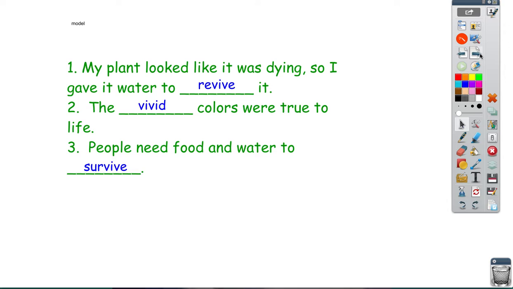After knowing these words, let's see if we can fill in the sentences. Oh, don't look at the answers. Sorry, guys. Let's try that again. Let's fill in the sentences. My plant looked like it was dying, so I gave it water to blank. That's right, to revive it, to bring it back to life, because V-I-V means life. The blank colors were true to life. The vivid colors, because remember, vivid means lifelike. And people need food and water to survive. That's right, to live. They all have something to do with living and life.